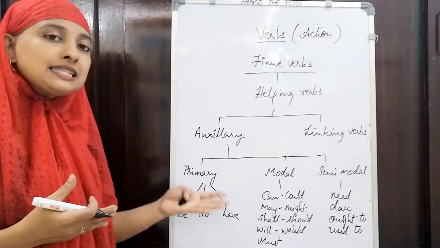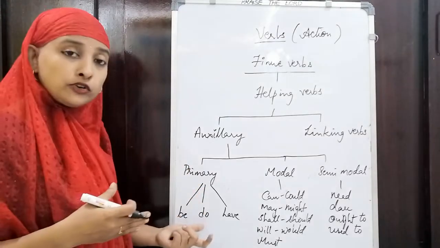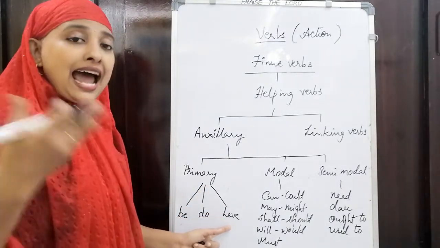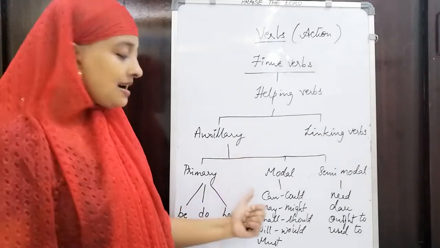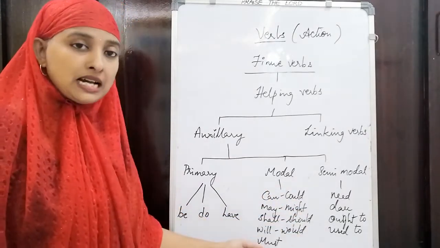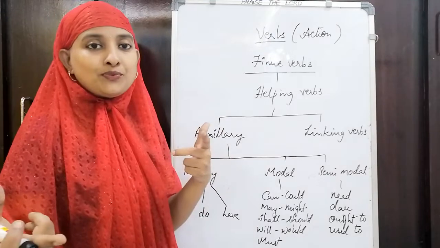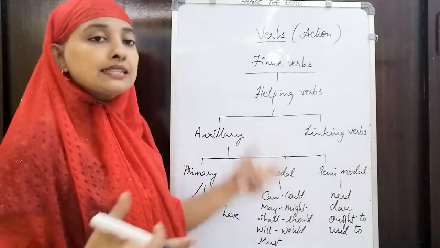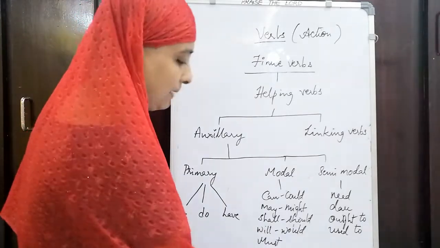Coming to do: does, did, do, will do, done. All these are do forms. Coming to the have form, it is like has, have, had, will have and having. Modal verbs are can and could, may and might, shall and should, will and would, must. And semi-modal are used to, need, dare, ought to, all these things. We will be seeing about each and every type in detail again. We will be explaining all the types in detail. Okay.